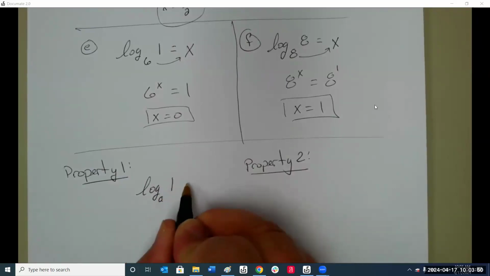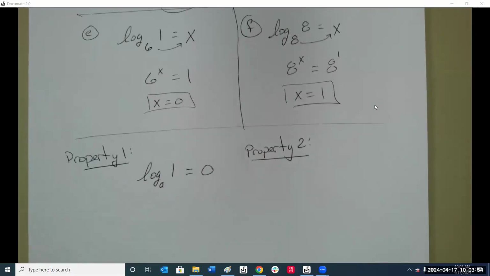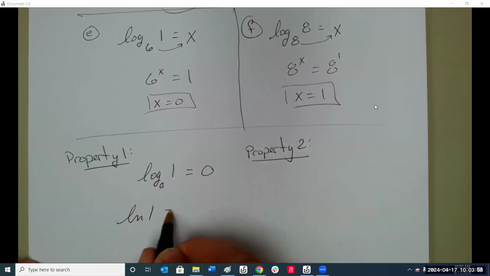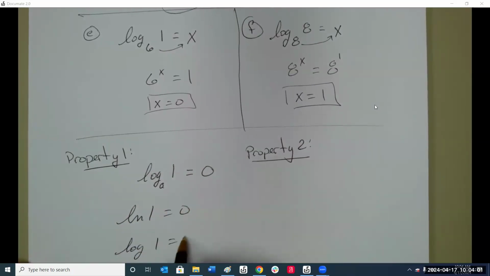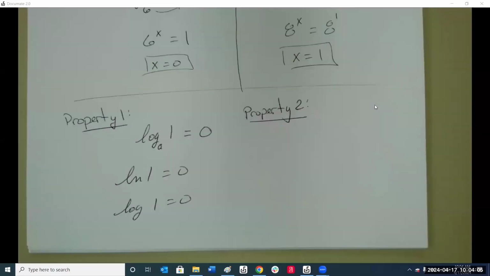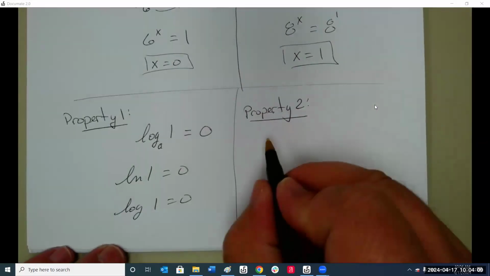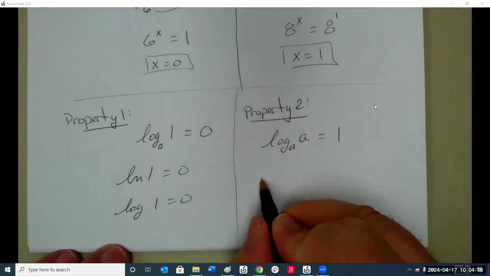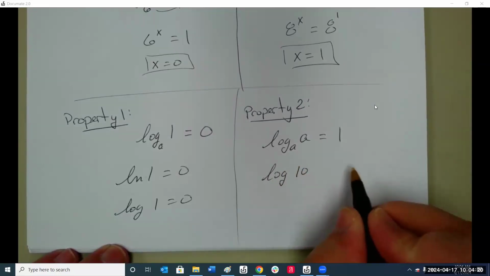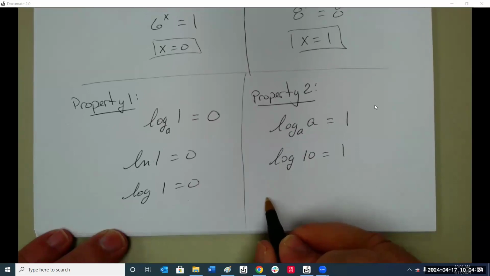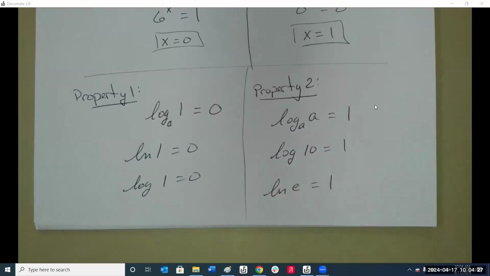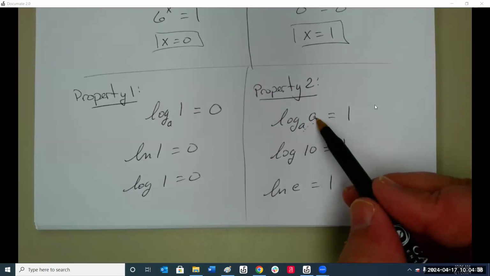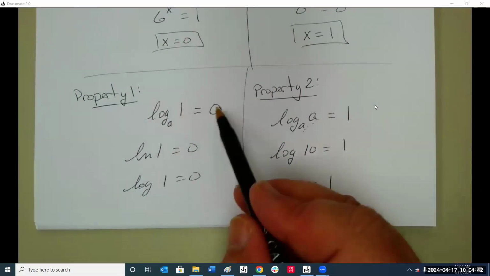Log base a of 1 is always 0. So ln of 1 is 0. Log of 1 is 0. If there's a 1 there, it has to be 0. Then if the base and the operation are the same, it equals 1. So common log of 10 is equal to 1. Ln of e is equal to 1. Those are our first properties. So if the base and the operation are the same, it's 1. If it's an operation of 1, doesn't matter what the base is, it's 0.